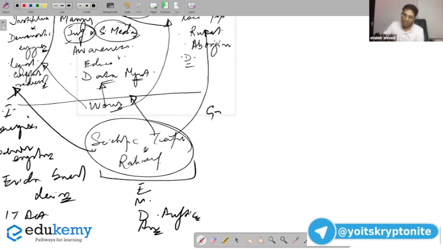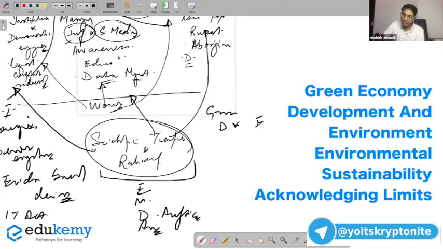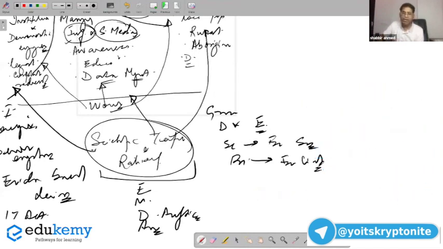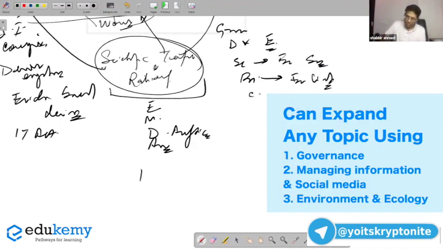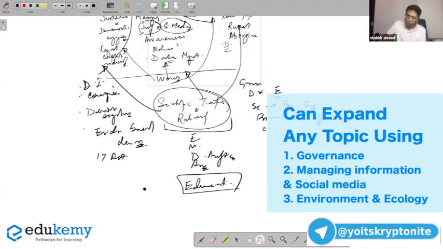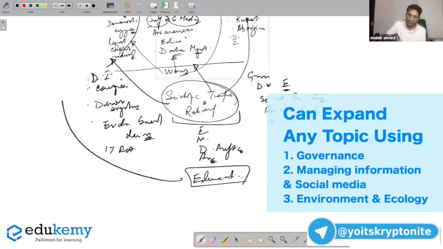Green economy, development and environment, they are two complementary ideas. Okay, science also means environmental sustainability. Rationality also means acknowledging environmental limits. Yes, development using climate, you can go on there. Anything, any topic. Take up education. Take up education. Education में बताओ, okay, what is the institution angle of education?